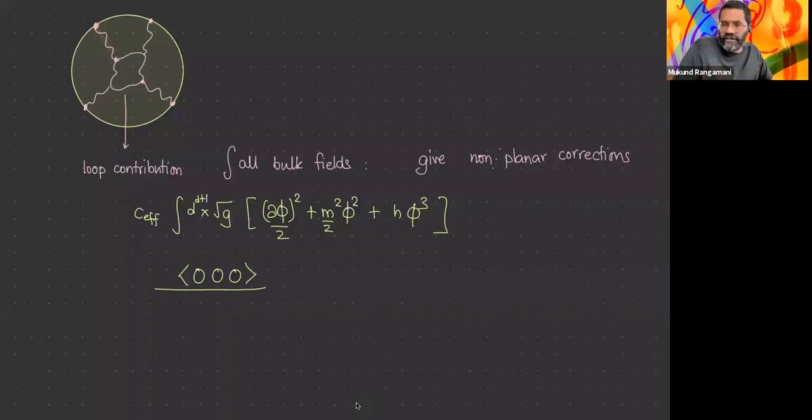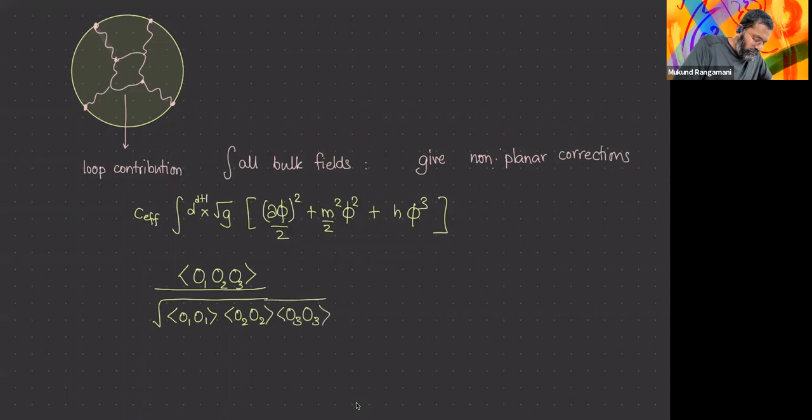We haven't normalized the 2-point function. So let's compute O1, O2, O3 divided by the square root of the product of the 2-point functions. This is nicely normalized. It doesn't care what normalization I use for the 2-point functions of the operators. This is proportional to 1 over C effective, because of the way the propagator goes, because the scaling is overall. Same counting as on the boundary.